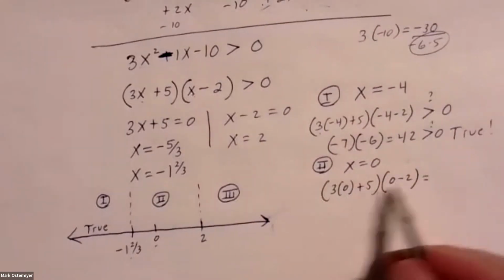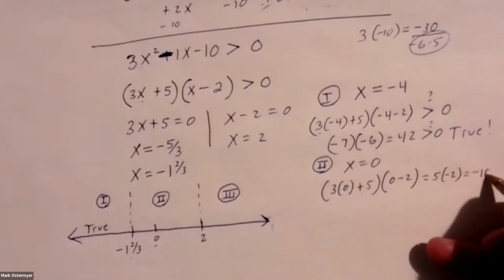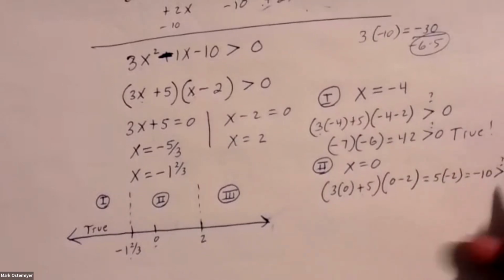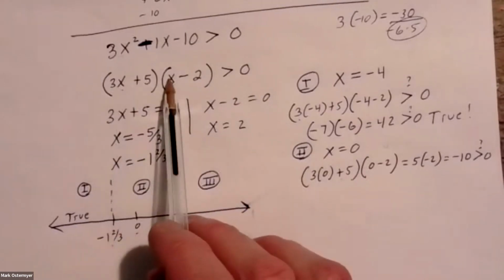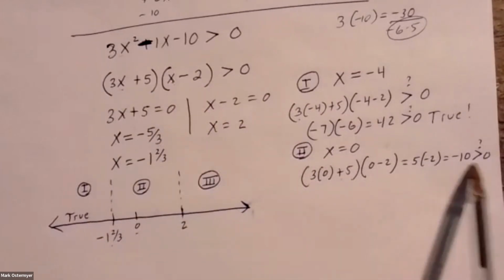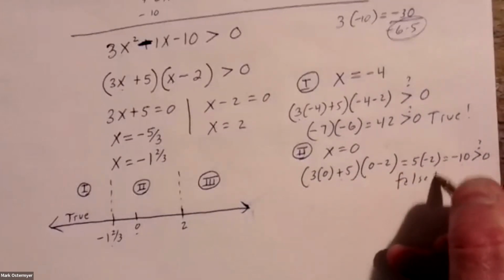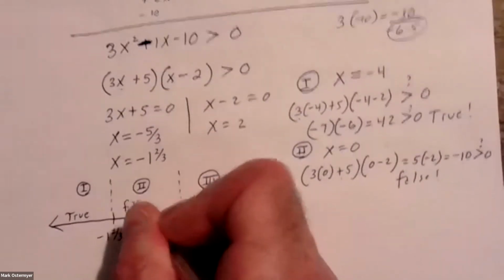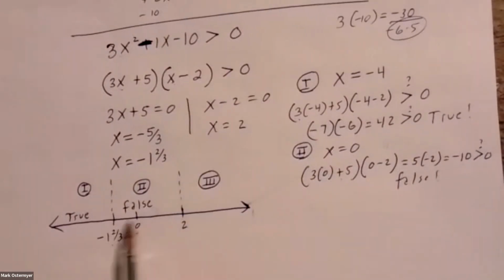So this is going to be 5 times negative 2, which is negative 10. Is negative 10 greater than 0? Is this true? When I put 0 in here and here, is the left side greater than 0? Is negative 10 greater than 0? That's false. So no solutions will be coming from this middle interval. Dead zone. No solutions are going to be chosen for this inequality out of this interval.